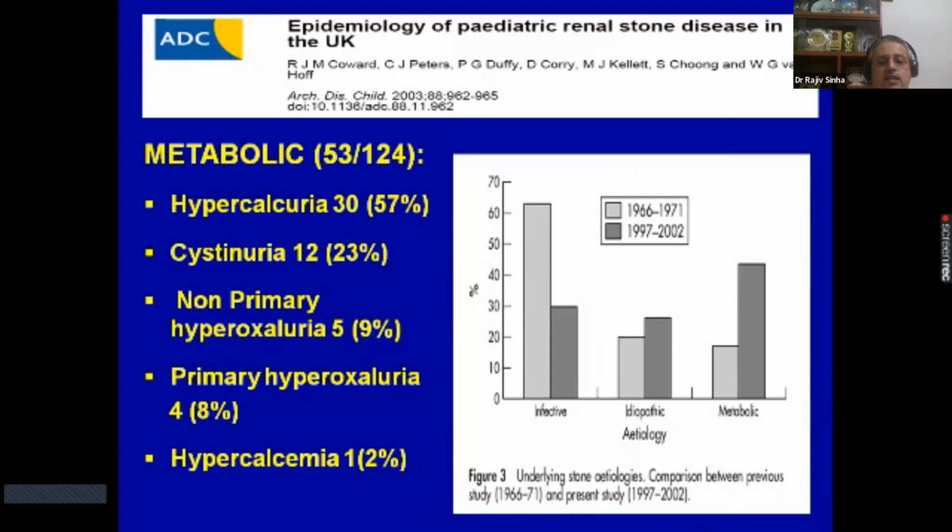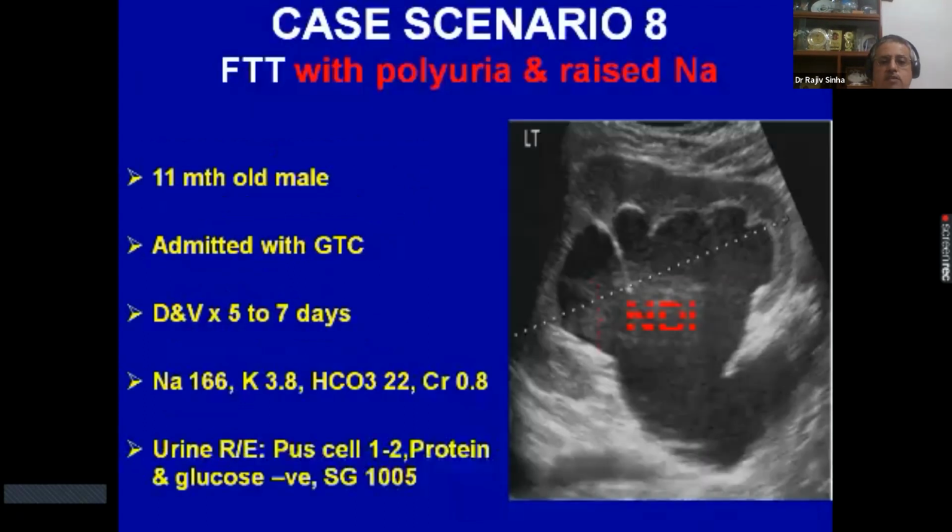Very important slide emphasizing that almost 50% of childhood bone disease have an underlying cause, and that's why they should be thoroughly evaluated. Case scenario 8: this is an 11-month-old boy presented with convulsion and ultrasound showing a gross hydronephrosis.